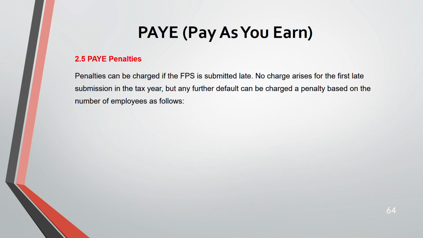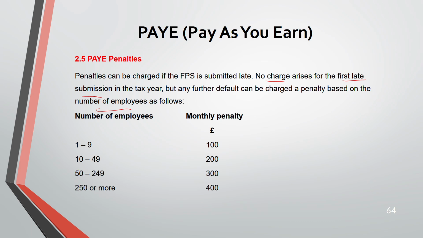Now the penalties. What are the penalties? If you are submitting late, penalties will be charged. But no charge for the first late submission. So the first time you are paying late, there is no penalty. But any further default can be charged a penalty based on the number of employees. If it's 1 to 9 employees, 100. Monthly, okay, this is per month. 10 to 49 employees, 200. 50 to 249, 300. 250 or more, 400.